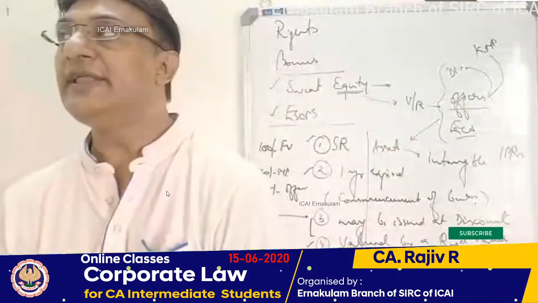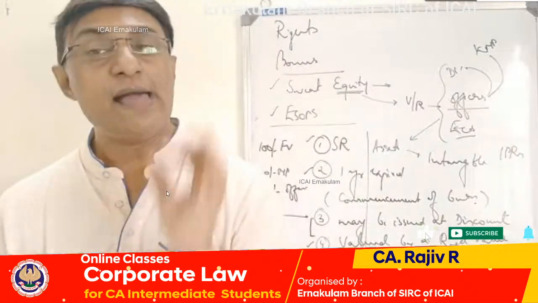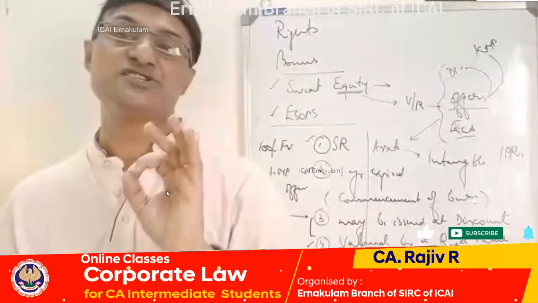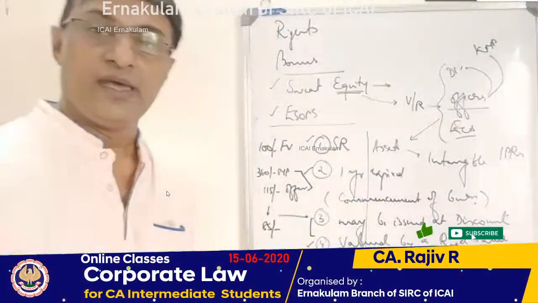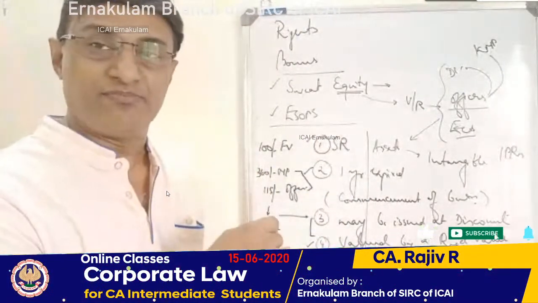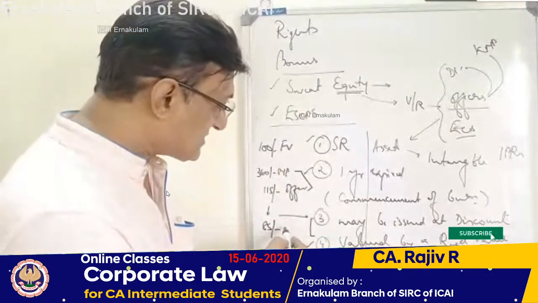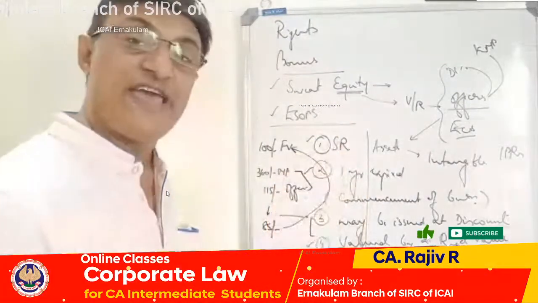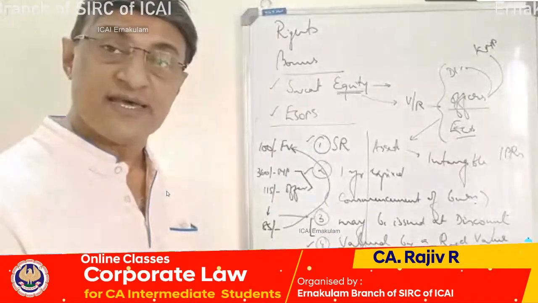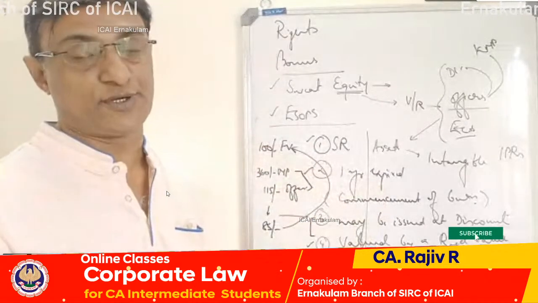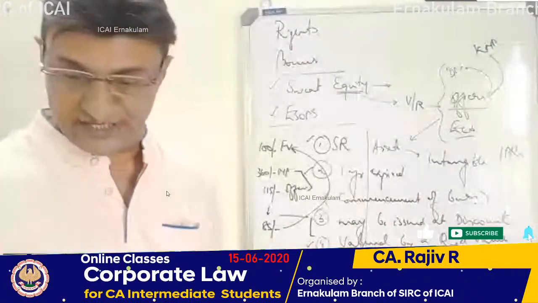So I will not be repeating this again. Whenever I use the word discount, issue at a discount, I'm always referring to discount to face value. That is what is prohibited under the Companies Act, with this one particular exception. So this is about the sweat equity shares.